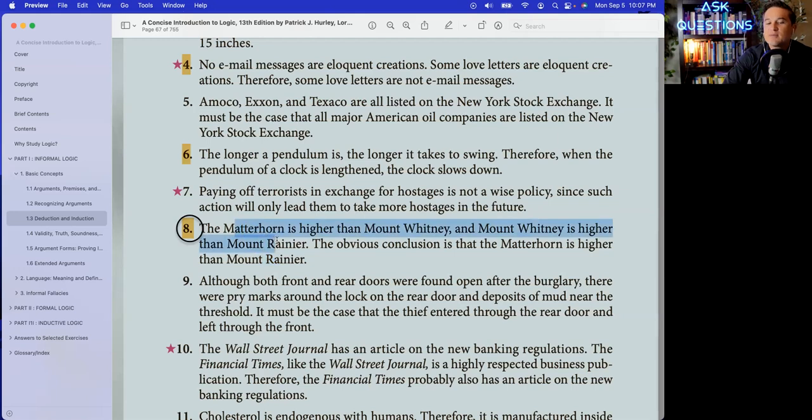Now, this is the premise, and this is a nice conclusion indicator. The obvious conclusion is, right, that's one of the most plain conclusion indicators that there are. Here's the conclusion. Is this premise actually true? Well, that's an empirical question. If you know facts about mountains, then you can say, oh yeah, this is actually true. But it might be false, but it doesn't matter. I mean, it does matter in one sense.